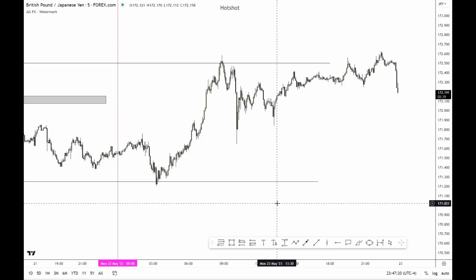What makes this optimal is that it begins at a key time of day, a window that begins and a window that ends, and it's in the New York session.